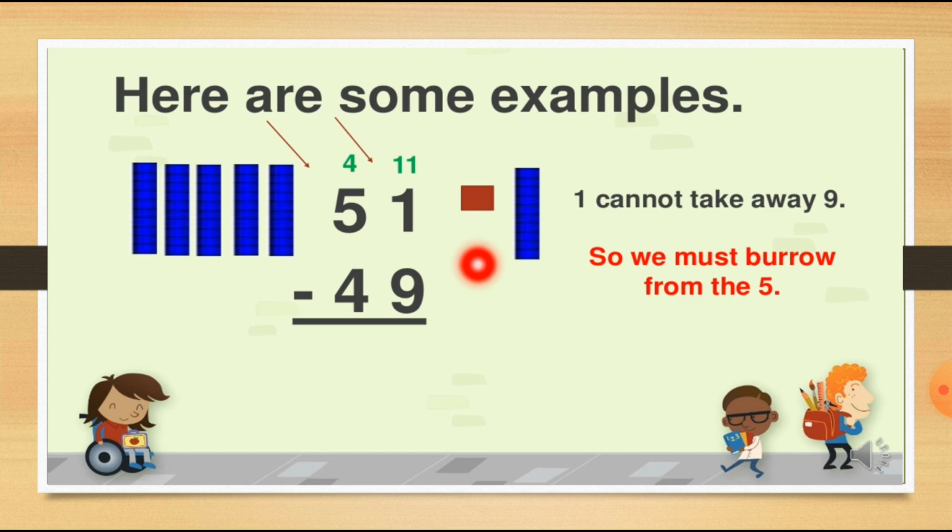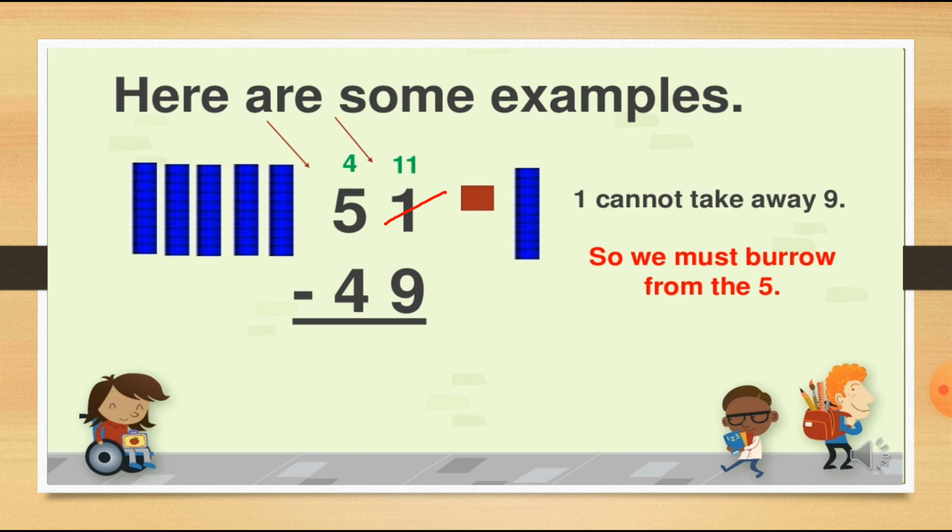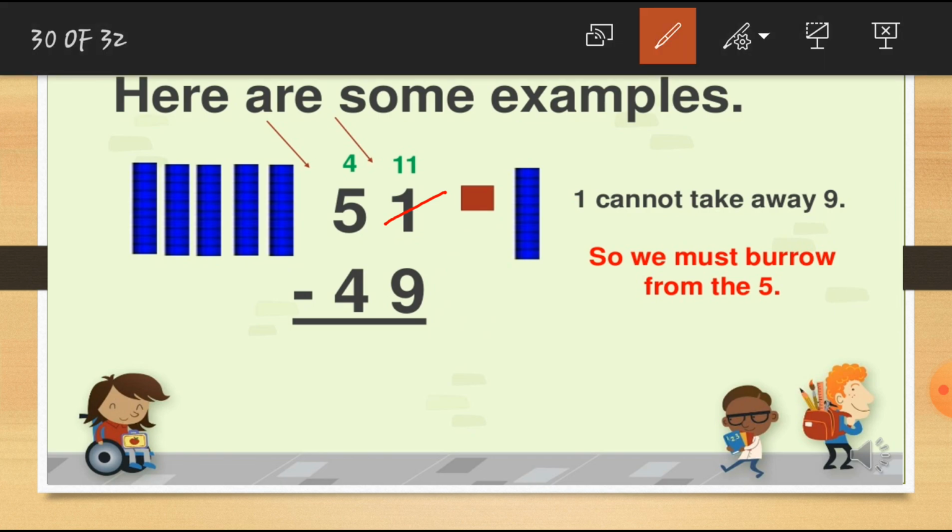Here is one more example. So here is the 1 number and 9 number in the ones value. So 1 and 9. So 1 cannot be taken away from the 9. So we will take 10 from the 5. So 10 plus 1 is equal to 11. Now we will subtract this 9 number from this 11. So 11 minus 9 is equal to how much, students? So 11 minus 9 is equal to 2.